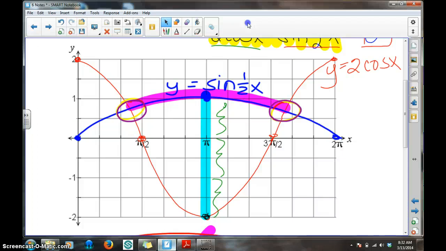So what does that make my answer? Pi. That happens at pi. The blue graph is higher than the red graph by 3 at pi.